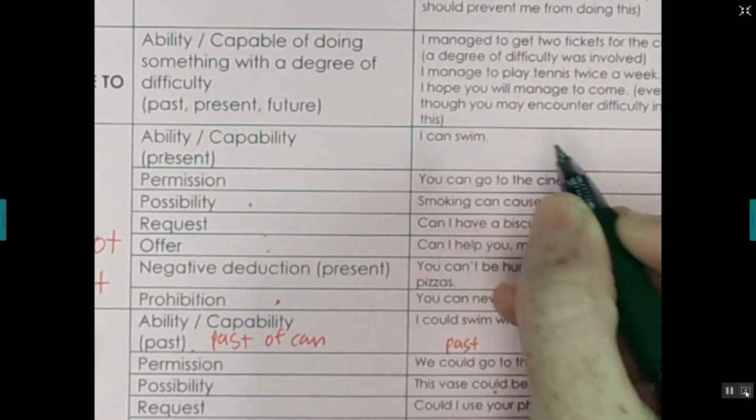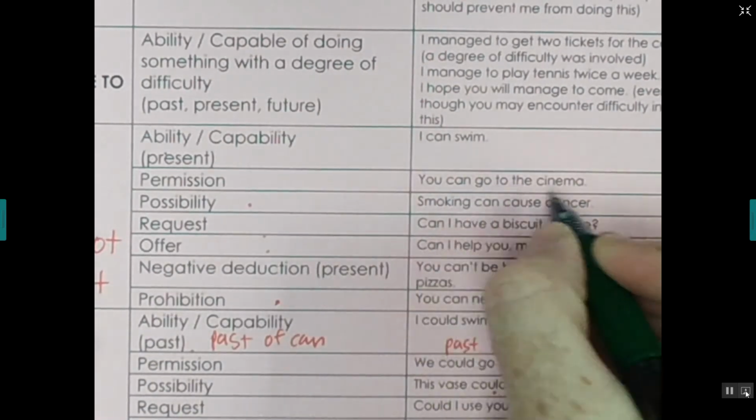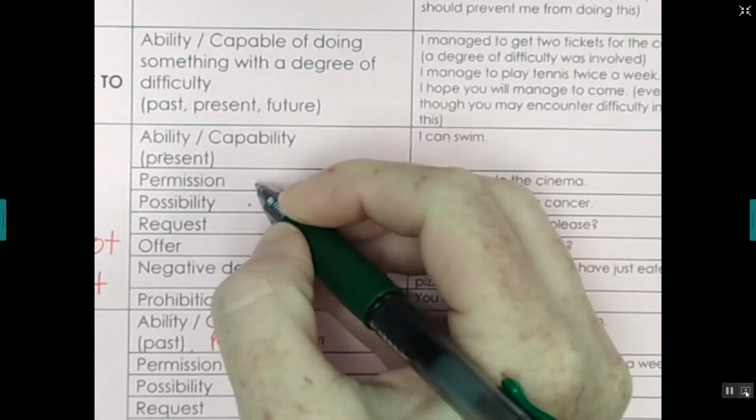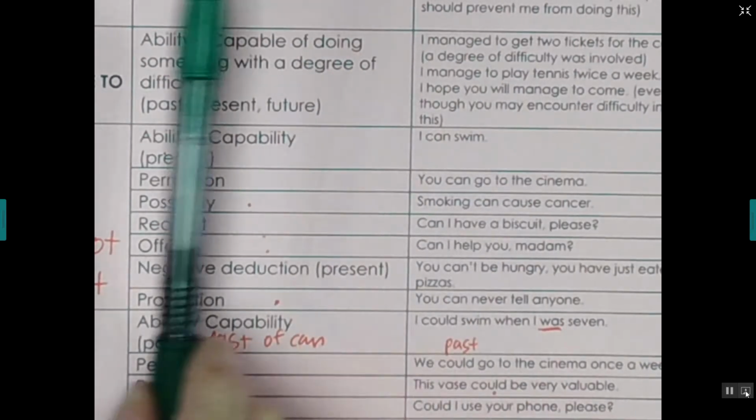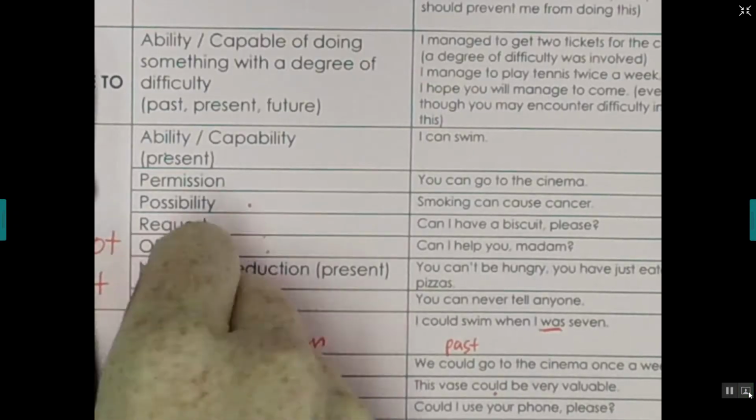So I can swim. We already know that, right? You already know that one. Permission. You can go to the cinema. So you can also use may, right? You can go to the cinema. You may go to the cinema. You can use both. One is more formal, may. You may go to the cinema, more formal. Yes, you can go to the cinema. Informal. It's not as formal, okay?